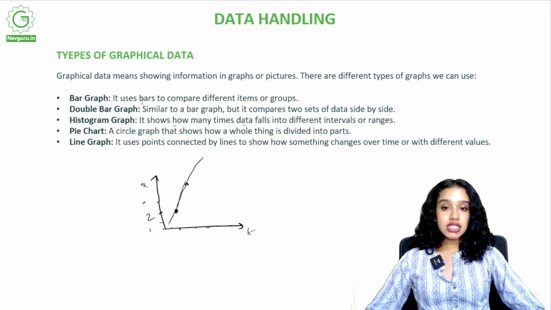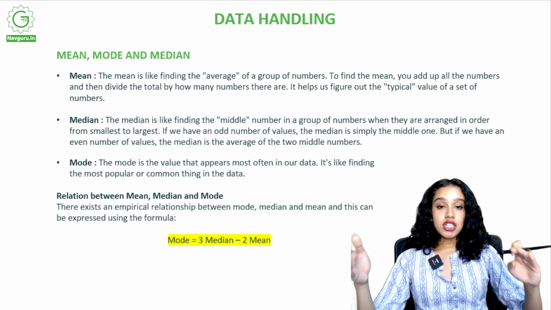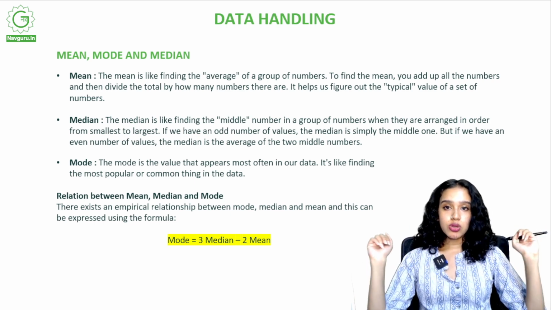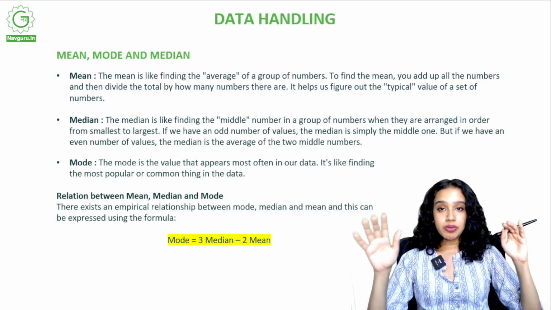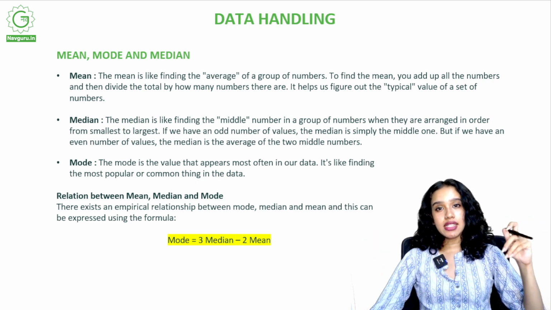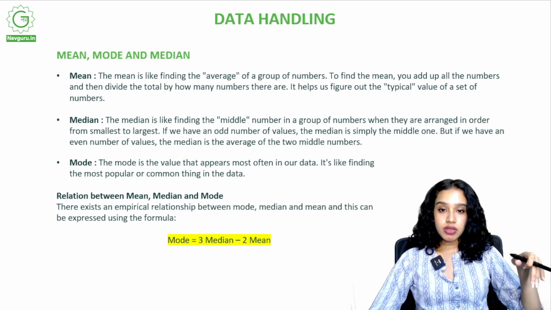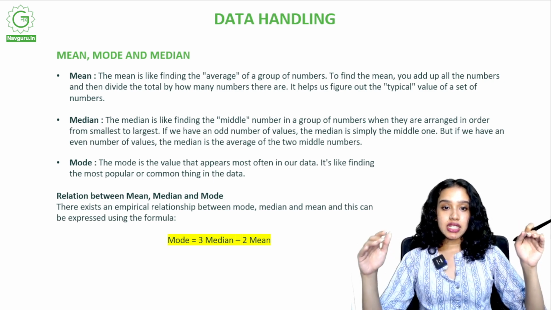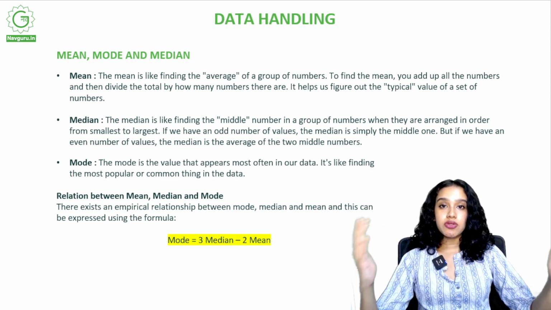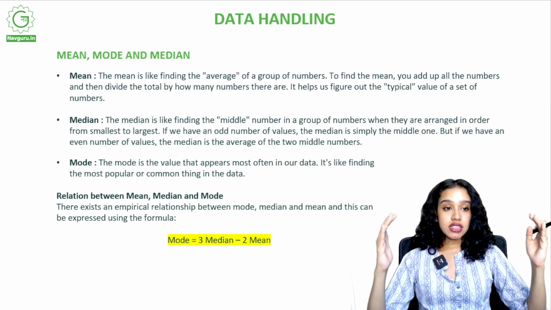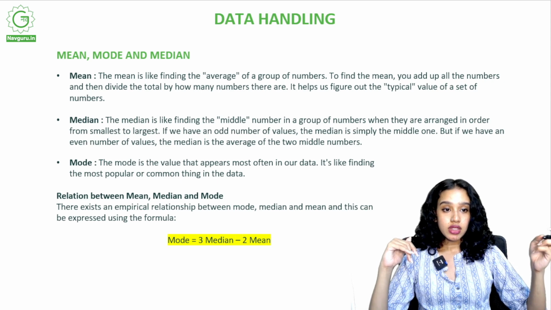So these are a few ways to represent data. Now let's move on to mean, mode and median. Have you ever heard about these terms, which are mean, mode or median? Now when we are analyzing data, it makes it easy if we know the mean, median and mode of the data. So mean is like finding the average of a group of numbers, right? So if we have a set of data, to find the mean, you add up all of them and divide the total by how many numbers there are, right?